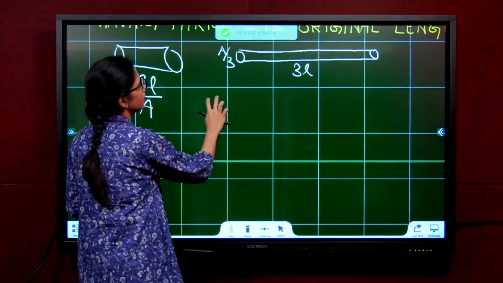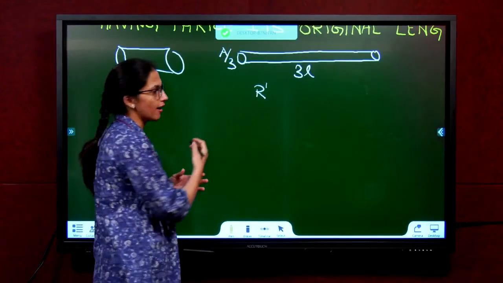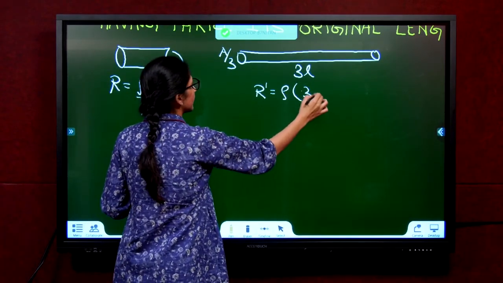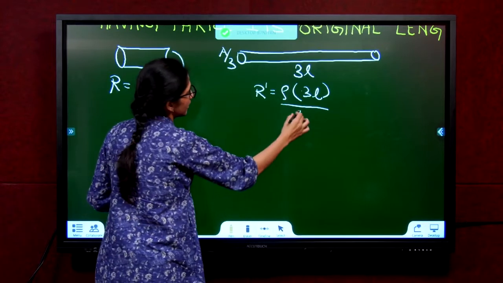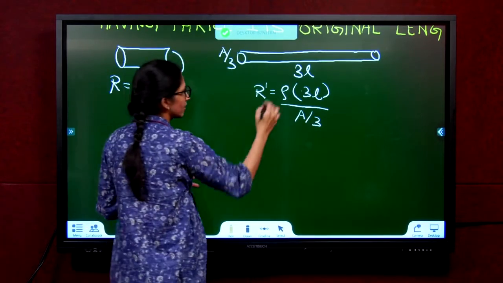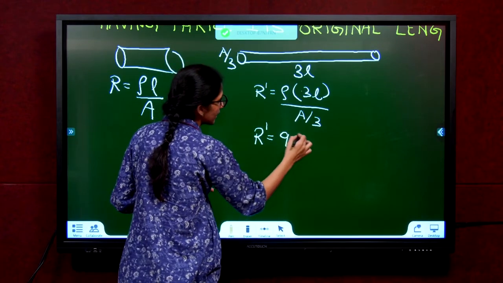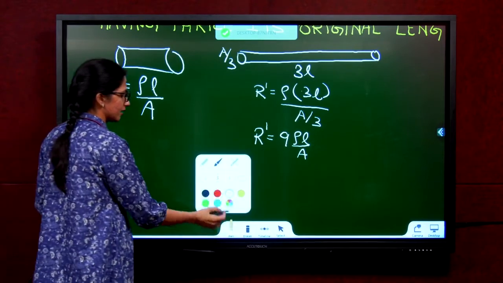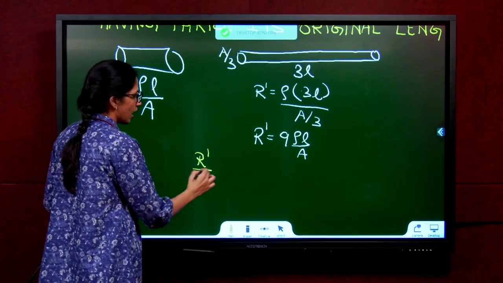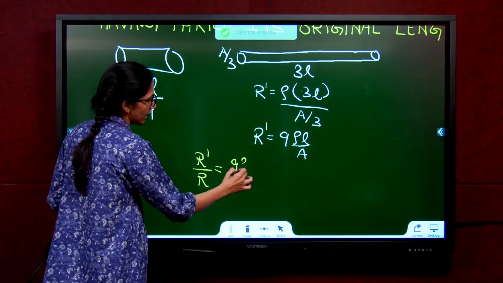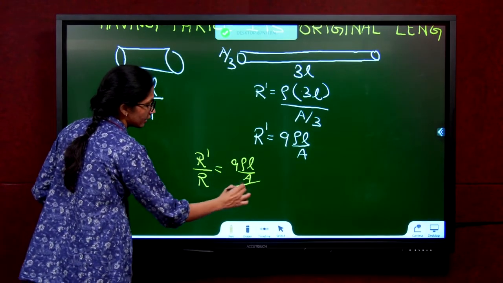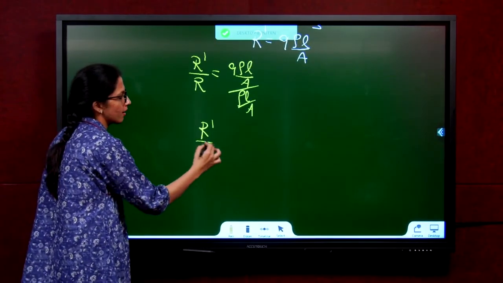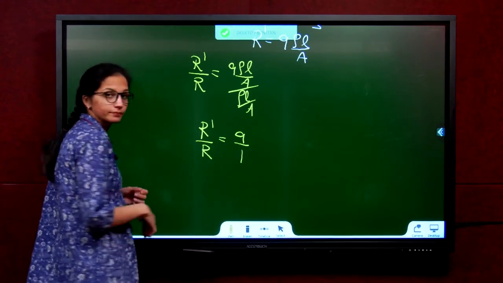How do we do this problem? First you find the new resistance, let's call it R dash. Rho is the same because I have not changed the material. L is nothing but 3L, area is nothing but A by 3. What happens? This 3 will go up, R dash is 9 rho L by A. We learned that we should always take the R dash by R ratio. R dash by R is equal to 9 rho L by A divided by rho L by A. You will see that R dash by R is 9:1.